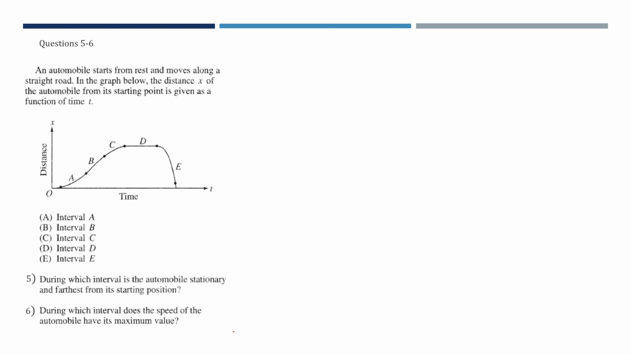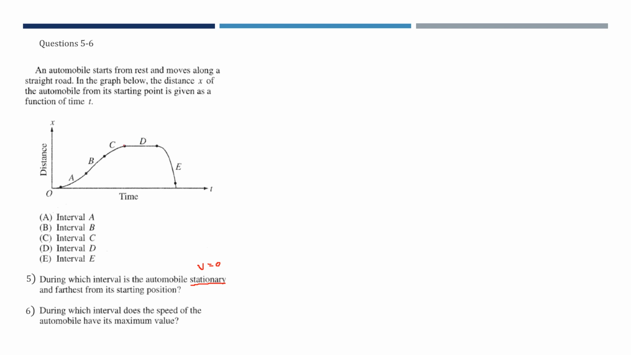Let's move to question number 5. For questions 5 and 6, an automobile starts from rest and moves along a straight road. In the graph below, the distance x of the automobile from its starting point is given as a function of time. Question number 5. Which interval is the automobile stationary and furthest from its starting point? Stationary means at rest, means velocity equals 0.